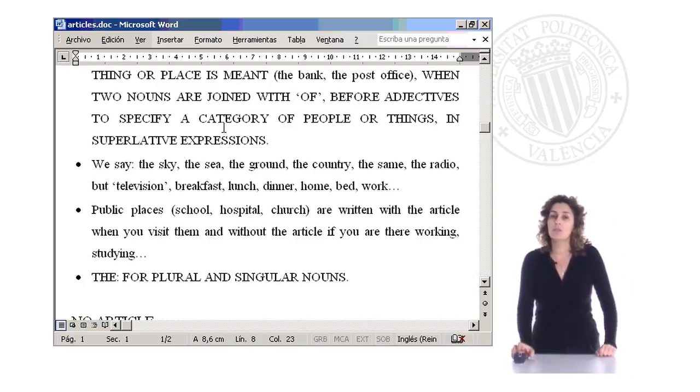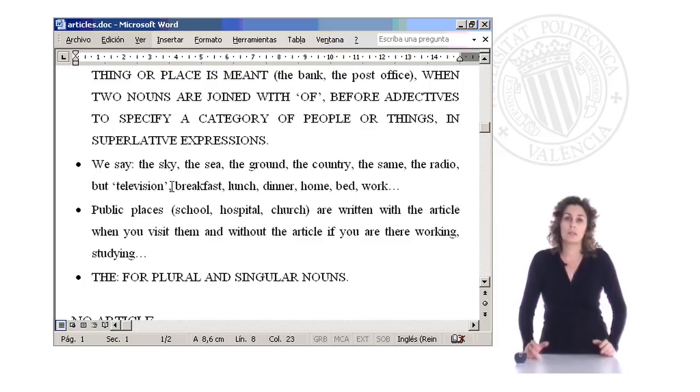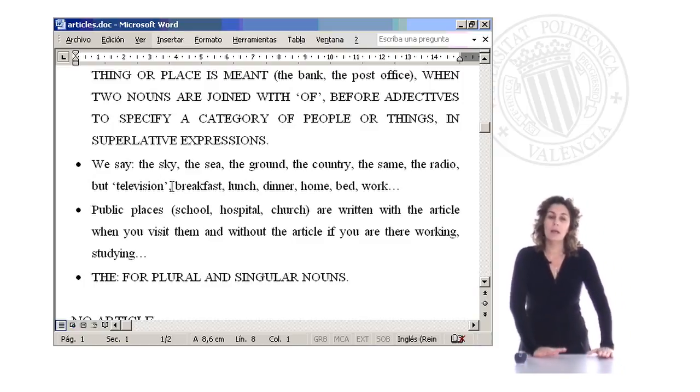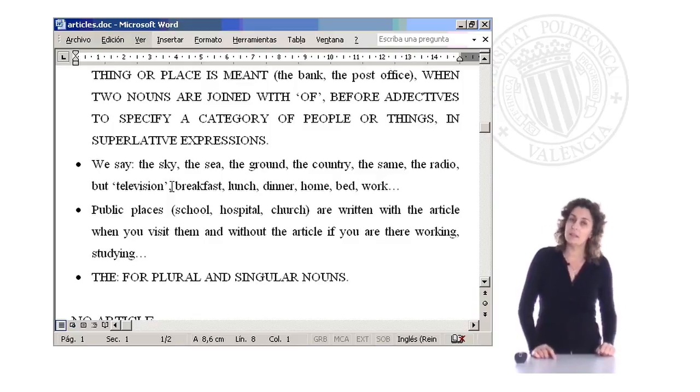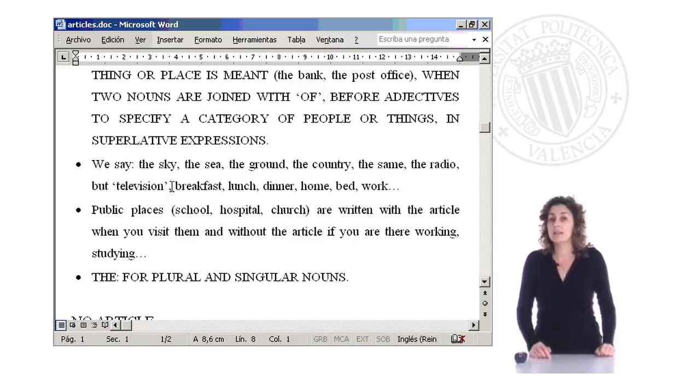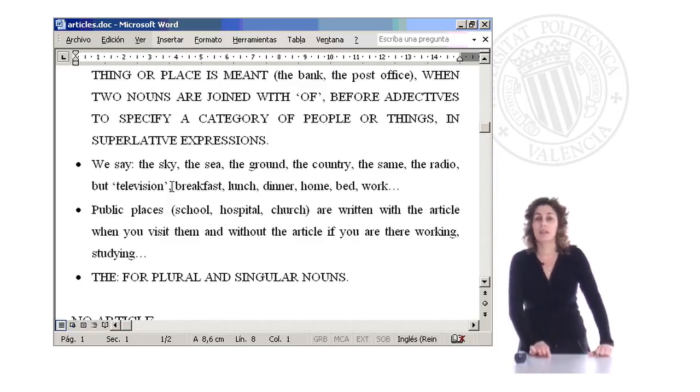There is one exception here that you should notice, that is when we are talking about public places, for example, a school, a hospital, a church, a place where we have workers and people just visiting the place. We have to write this place with the article the when we are visiting it. For example, I'm going to the hospital to visit my father, right? But if you are working there, you don't use the article. For example, I go to school because I am a teacher. But if my mother says that, she would say, I'm going to the school to see my daughter. This is a difference you have to take into account.